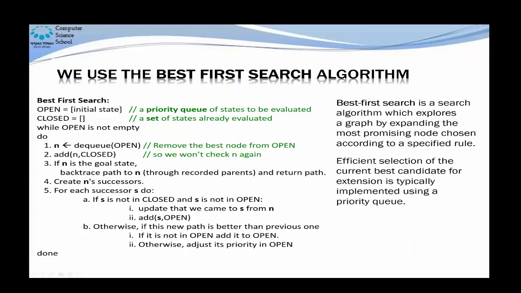In our project, we chose to work with two algorithms to solve the maze. The first one is the best first search. As you can see here, it's pseudocode. The best first search is a search algorithm which explores a graph by expanding the most promising node chosen according to a specified rule. And the second one is the A-star algorithm, which is an example of best first search.